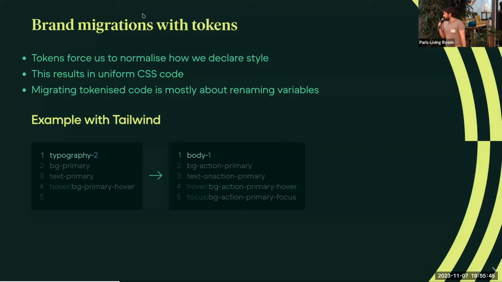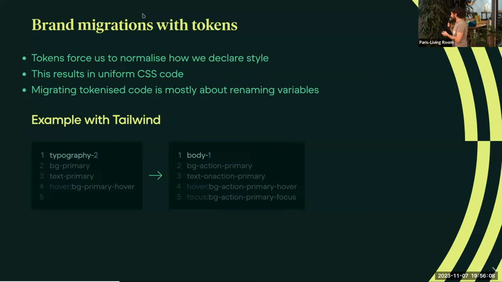Right, so there's one thing that works with tokens: they formalize how we write style code. Without tokens, we just write CSS rules, hard-coded values everywhere. And with tokens, we keep making references to variables that have a name. And often migrating code that uses tokens is about renaming variables. So we're going to try and exploit this.